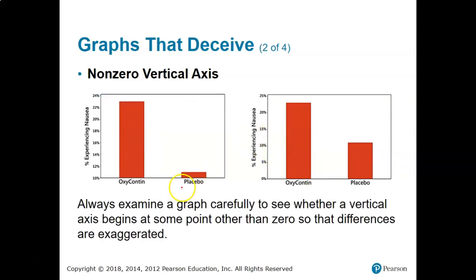So here's an example of the same information, it's just this one starts at 10% and this one starts at 0%. By starting at 10%, it just focuses on this part of the graph, and it makes that difference look a lot larger. Because if you look at this, it's not a huge difference between the two, but it gets exaggerated when our vertical axis starts at the 10%.